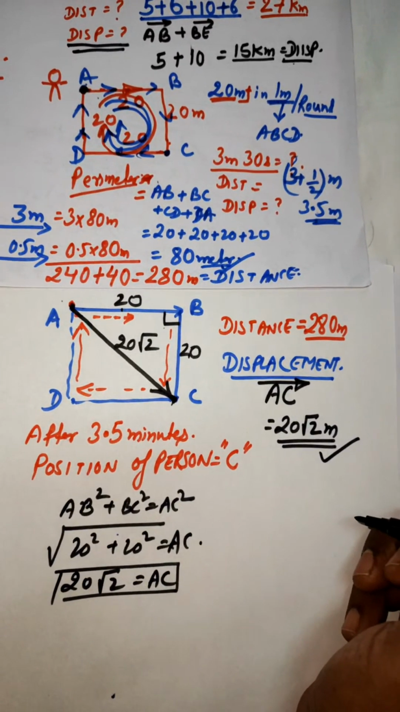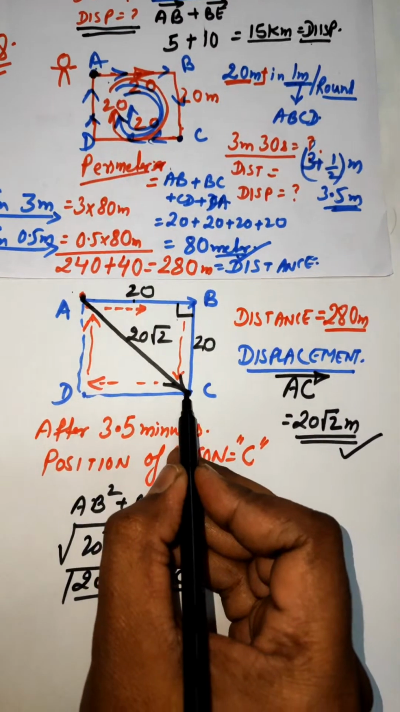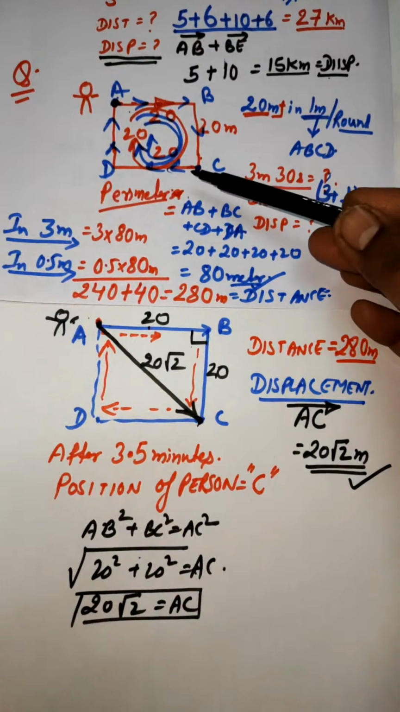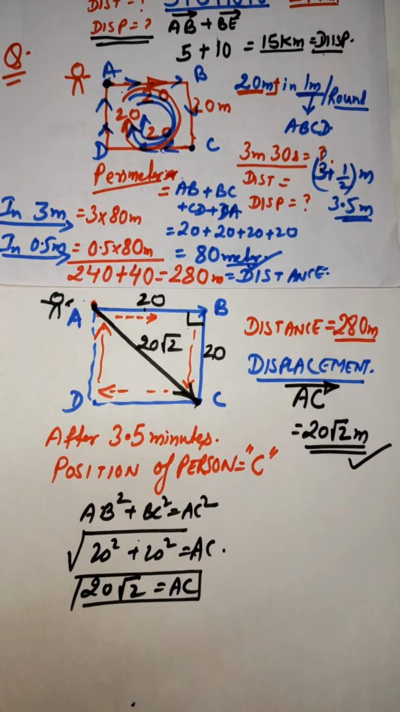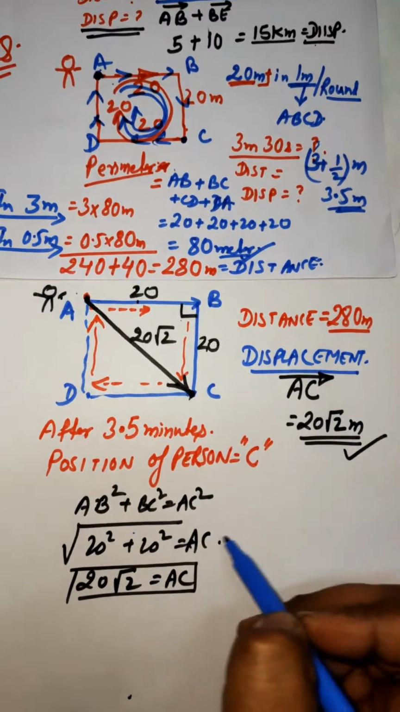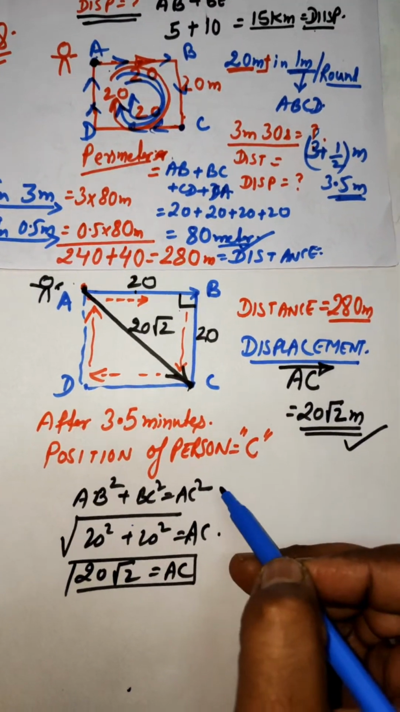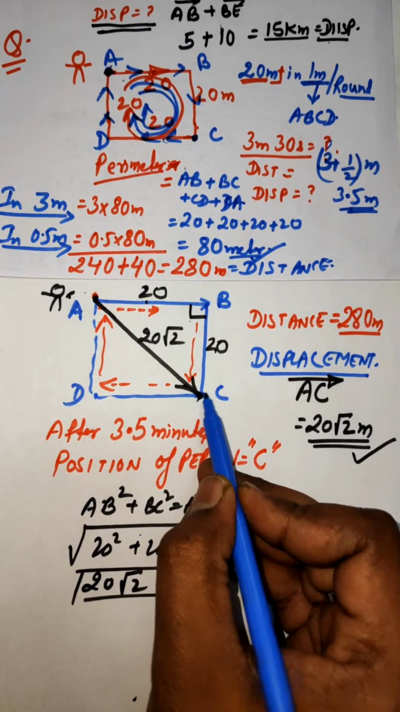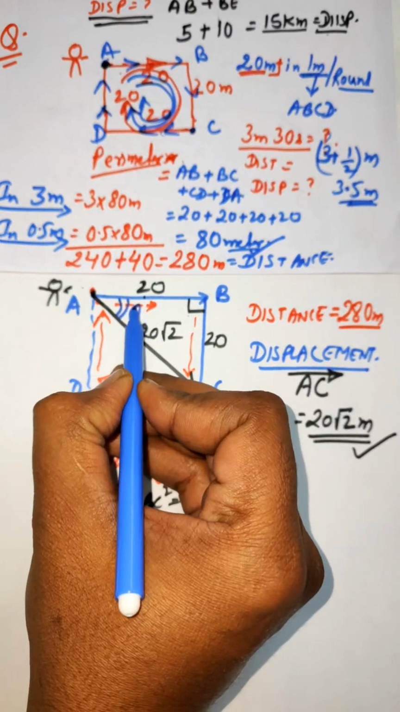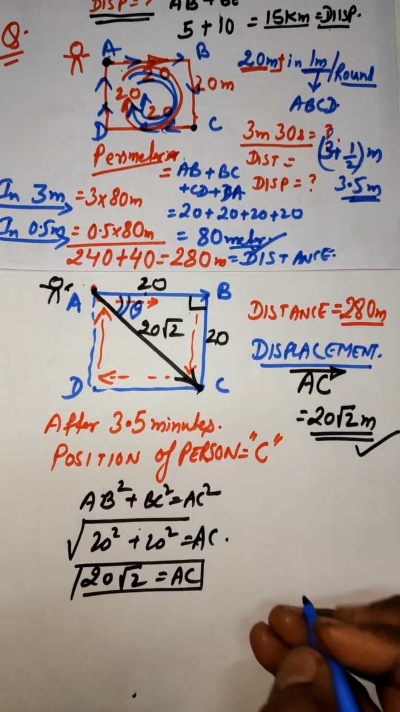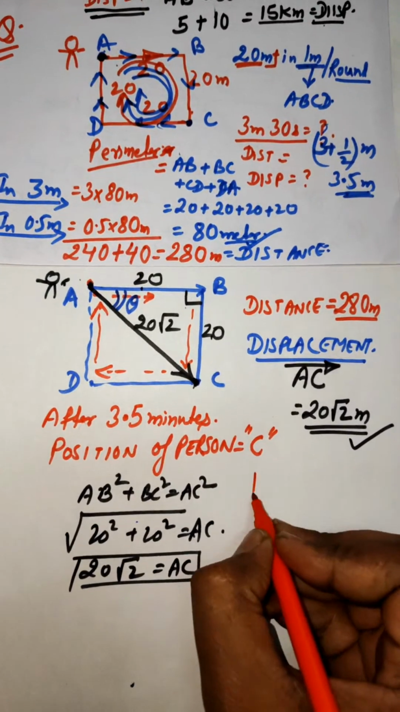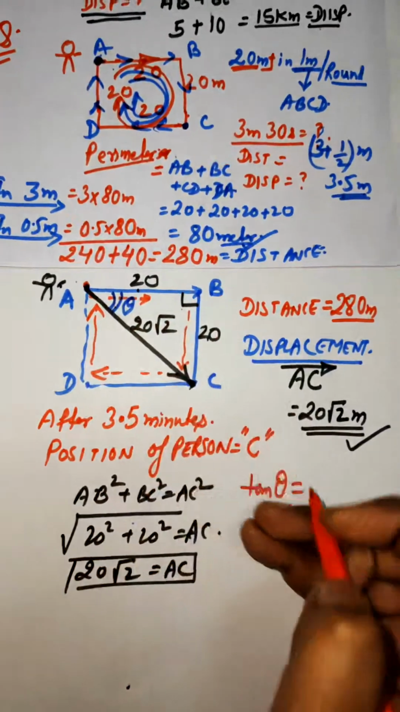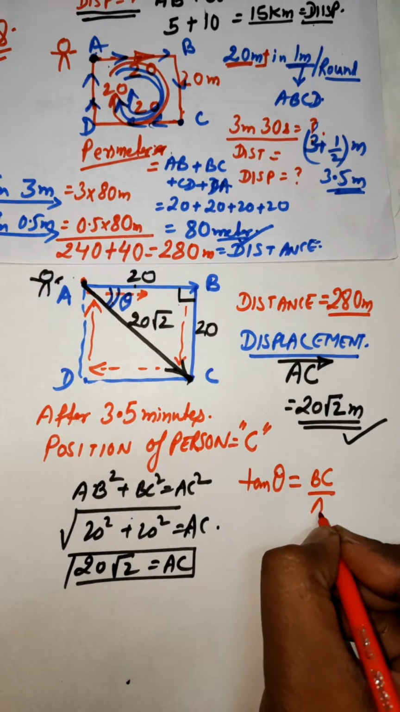But we also need to find the direction of that final position with respect to his initial position. This is the position of man. I've just taken the same question and written it over here, just writing the explanation of displacement on a new page. Okay. So when he reaches position C, let's say this is the angle theta, the orientation. So we know that tan theta, tangent of this particular angle theta will be BC by AB.